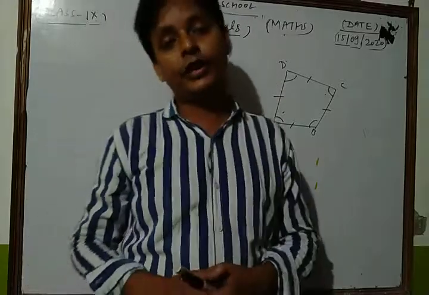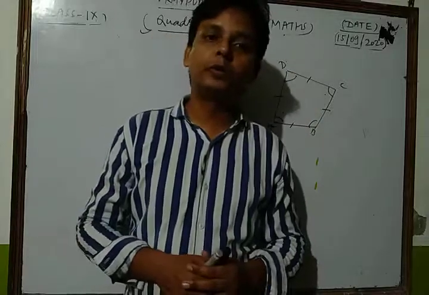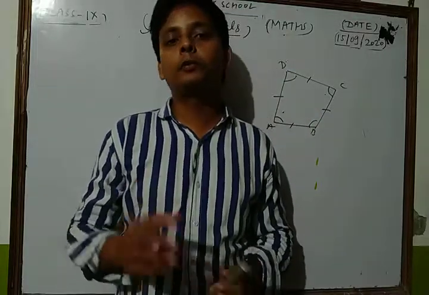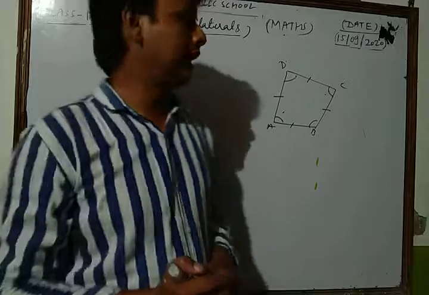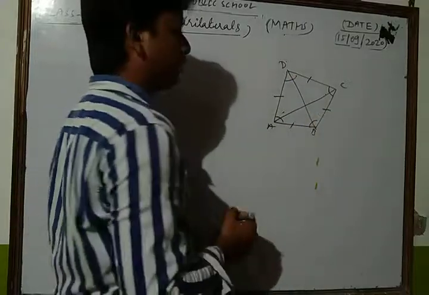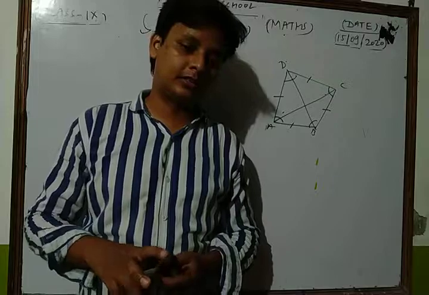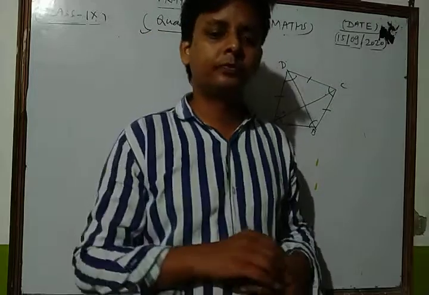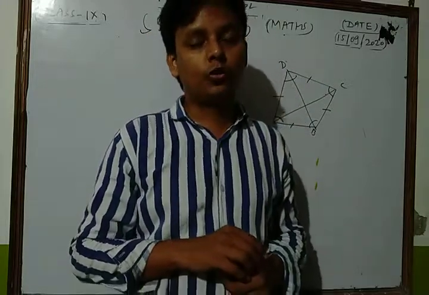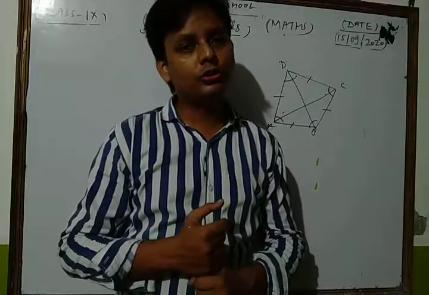A pair of adjacent angles, and angle A and angle D are also known as what? Adjacent angles. In this way, dear students, we can say that in any quadrilateral there are two pairs of opposite angles and four pairs of adjacent angles, and if we join its vertices AC and BD, then it is called what? Diagonal. So there are two diagonals in any quadrilateral. So this is the concept of quadrilaterals.